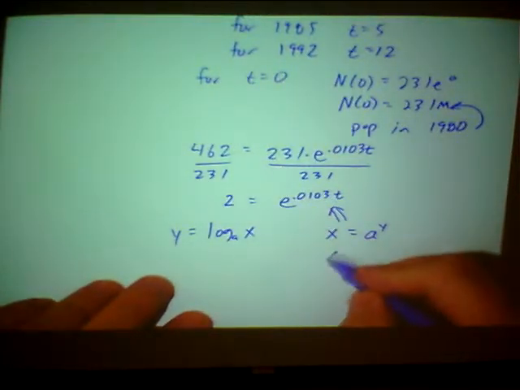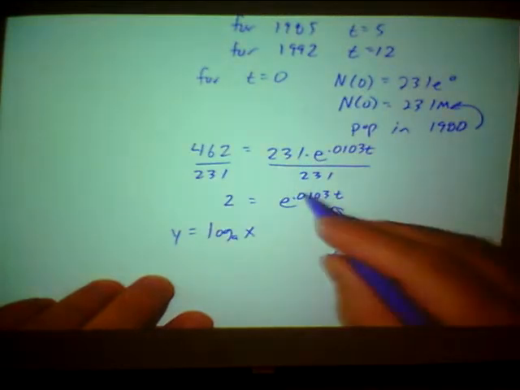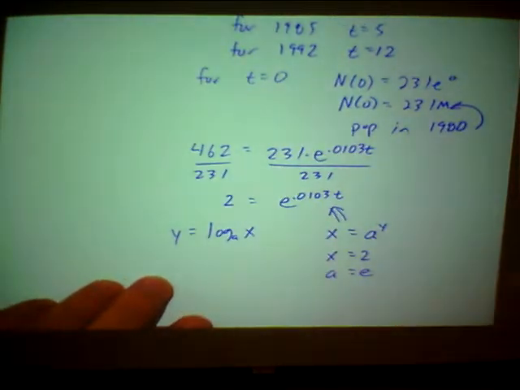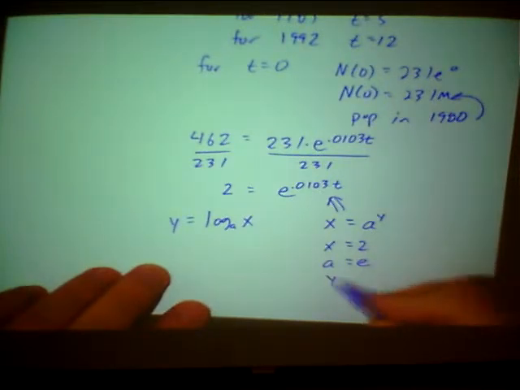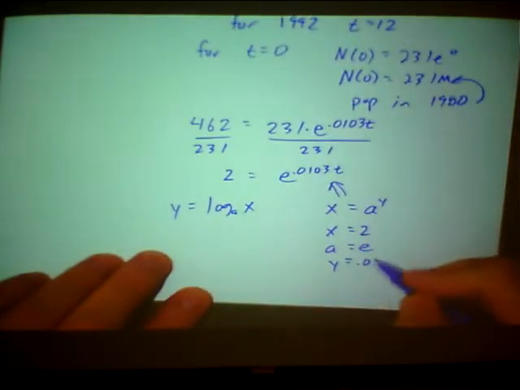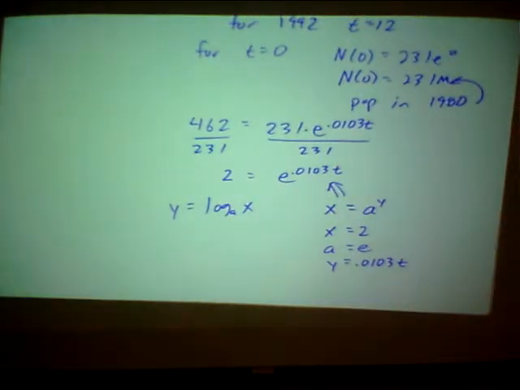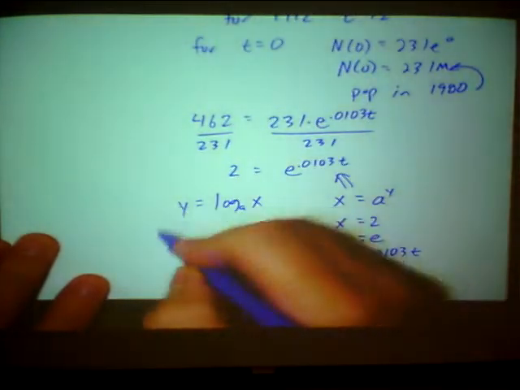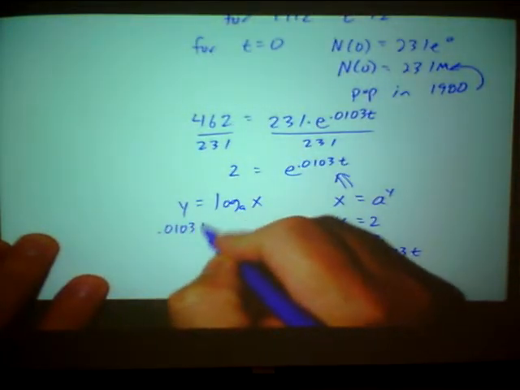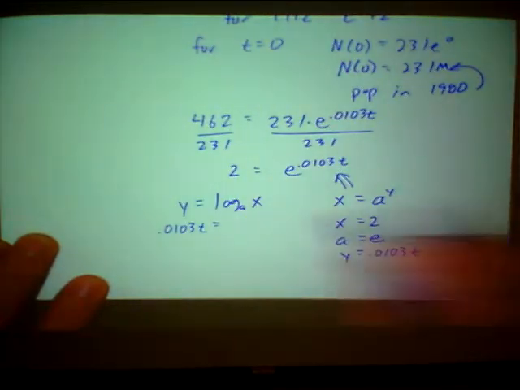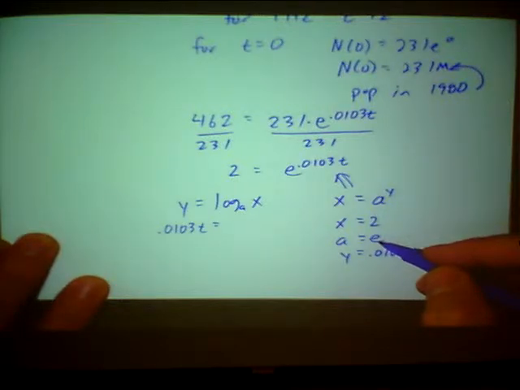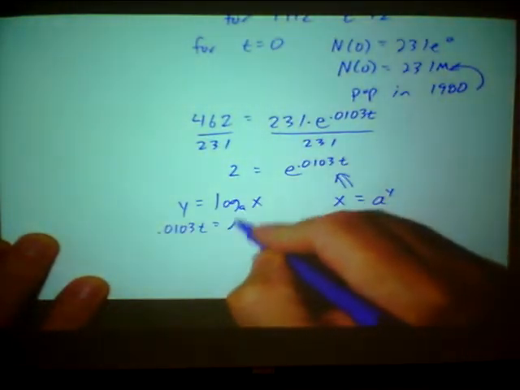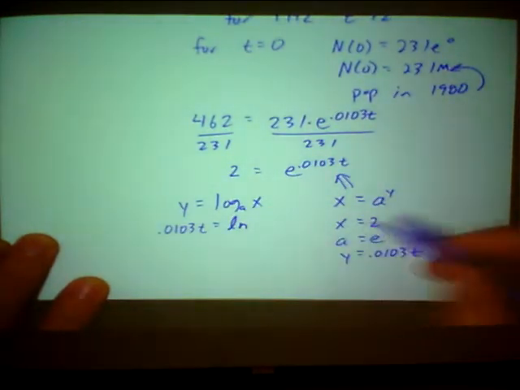So in this case, my x is 2, my a is e, so that's the base, and then my y is going to be my exponent, 0.0103t. And with that information, I can now plug the x and the y and the a into my log equation, and I will have 0.0103t equals log base a. I could write log base e, but log base e is actually natural log. So let me just go and write natural log of x, and x is 2.